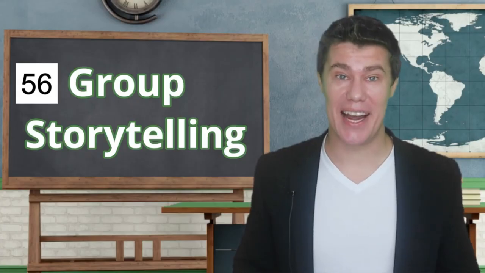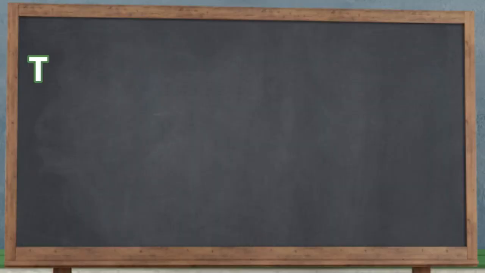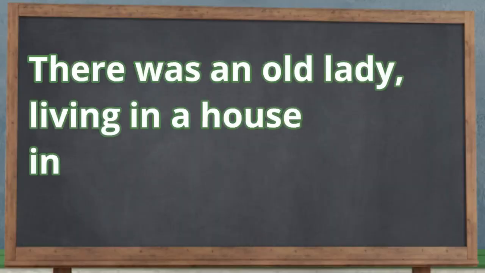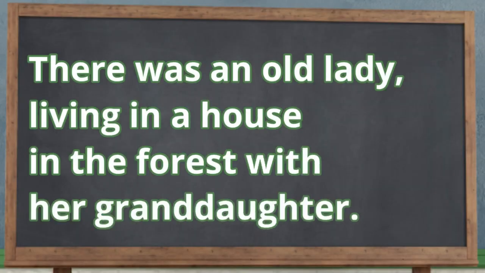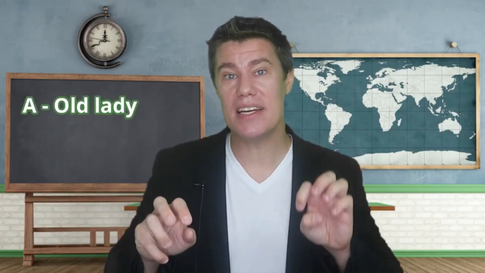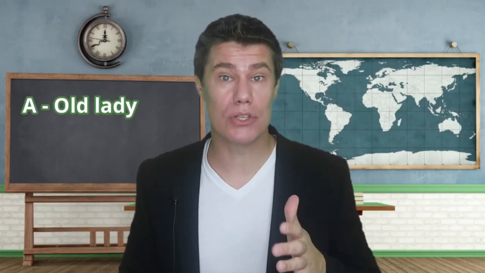Group storytelling. Split the class into groups of 4 students. Write a sentence on the board. For example, there was an old lady living in a house in the forest with her granddaughter. Each student then describes a different part of the story.